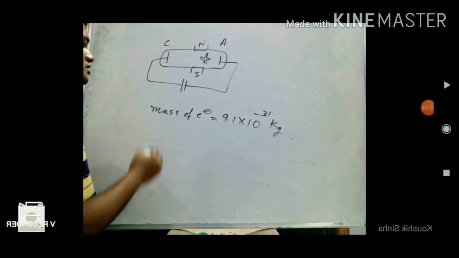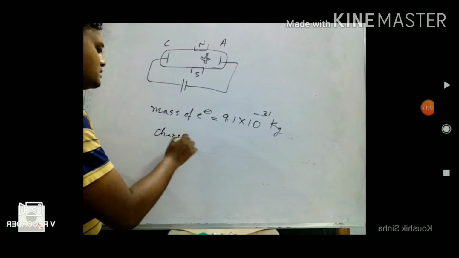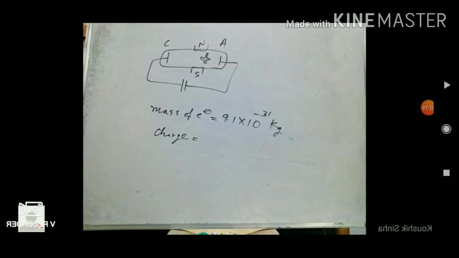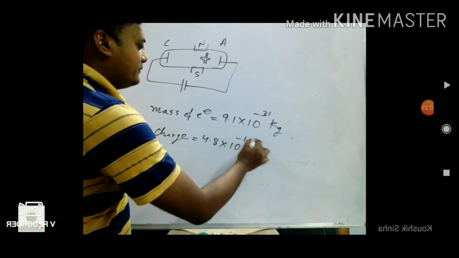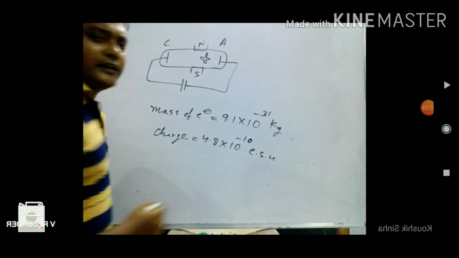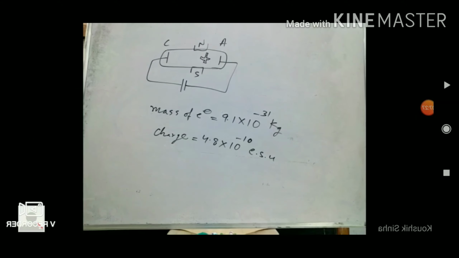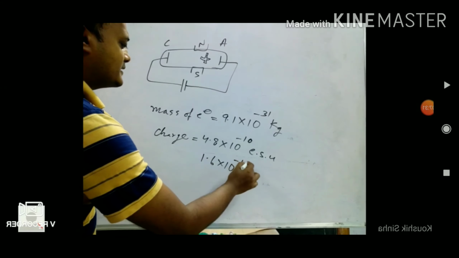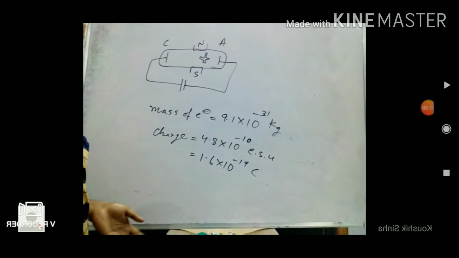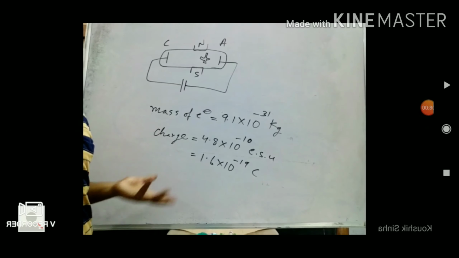Now the charge is 4.8 × 10^-10 ESU, electrostatic unit, and in coulomb it is 1.6 × 10^-19 coulomb.